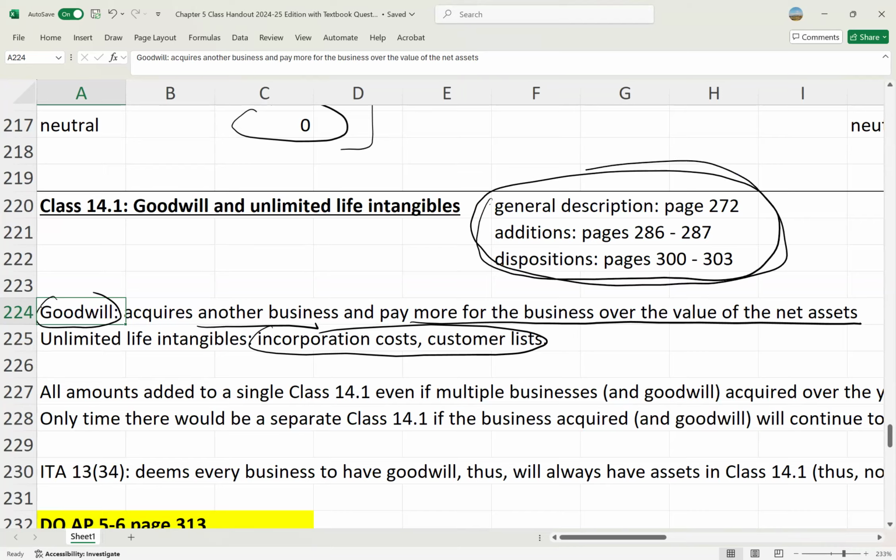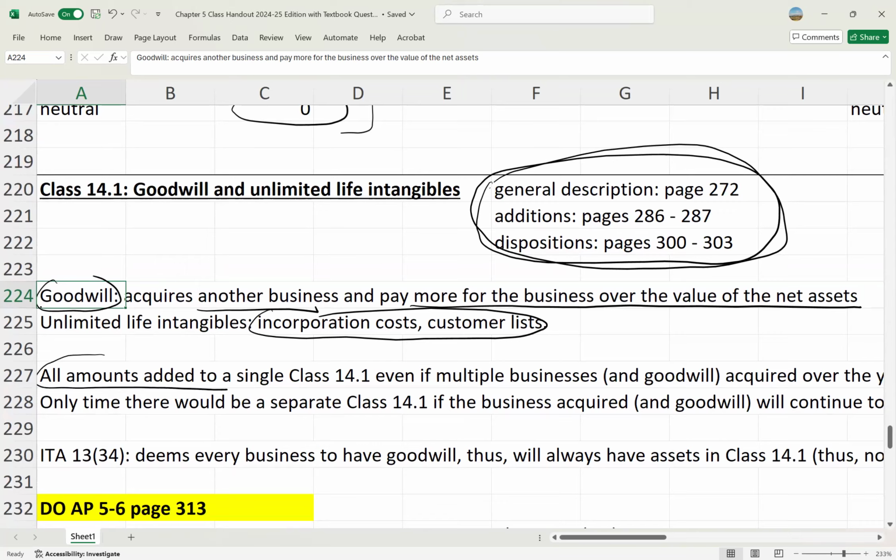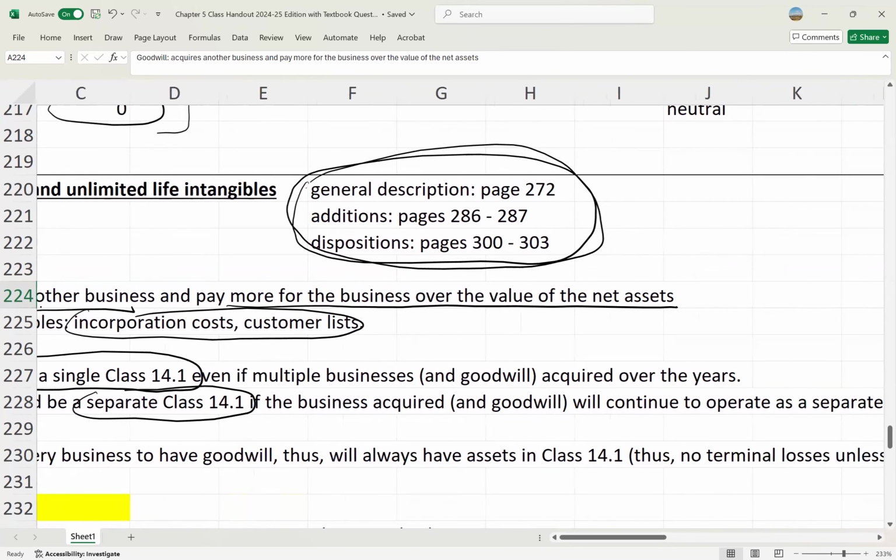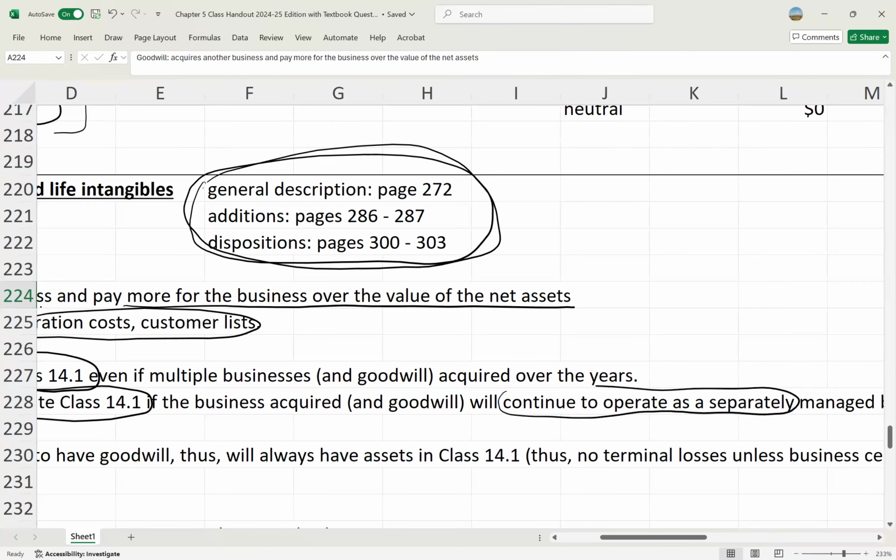But one thing to keep in mind is that all amounts are added to a single class 14.1. Even if you were to buy multiple businesses over the years and you pay goodwill, it would all go into a single class 14.1. The only time you would have a separate class 14.1 is if you were to buy a business and pay goodwill and that business was going to be continued and operated separately. So we're going to go through an example where the company buys businesses, pays goodwill, but it's incorporated into their operations. So it's all going to go into class 14.1.